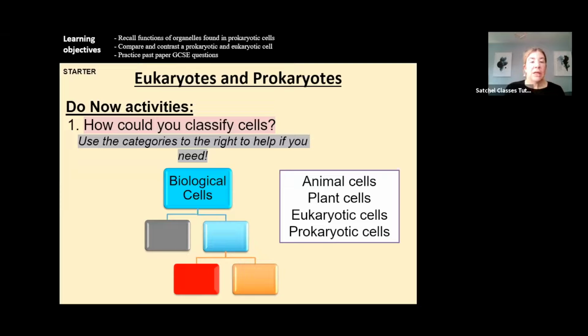So let's have a look at this. How could you classify cells? If you're writing this down, now would be a good time to do that. It says use the categories to the right to help you if you need. Biological cells can be classified into two different groups, and one of those groups can themselves be classified into two different groups, okay?